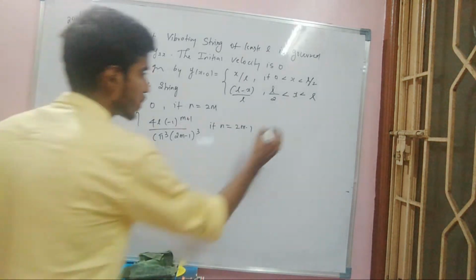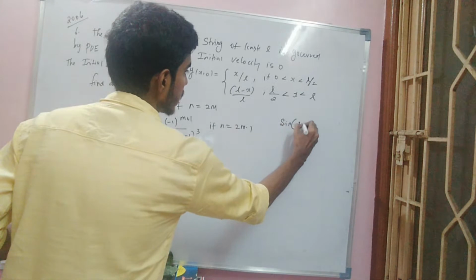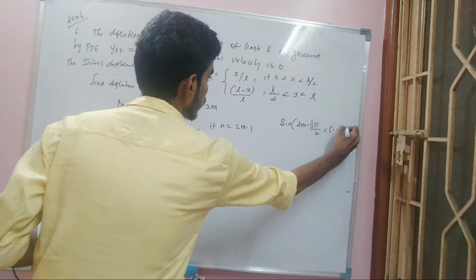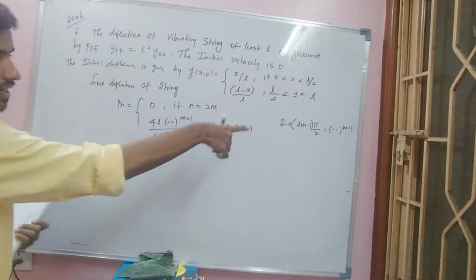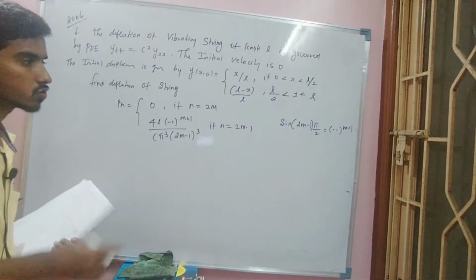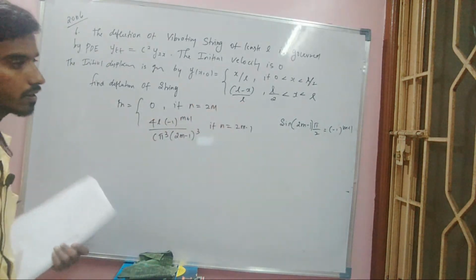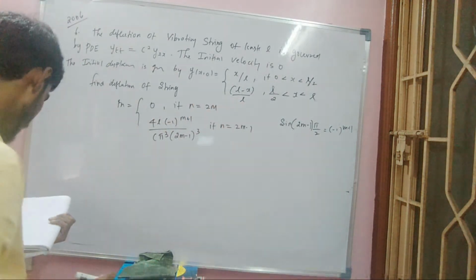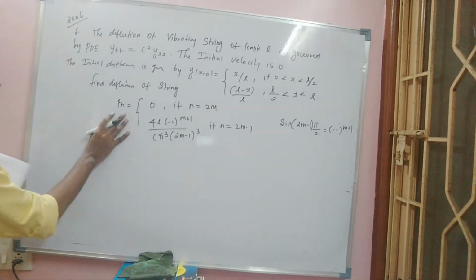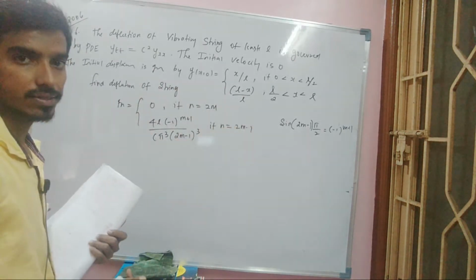You remember that sin of (2m minus 1) pi by 2 is equal to minus 1 whole power m plus 1, right? You can easily prove this. If you apply the sin(a minus b) formula, you will arrive at minus 1 whole power m plus 1. So this is the answer for this problem, and then you can substitute Fn in y of x comma t.